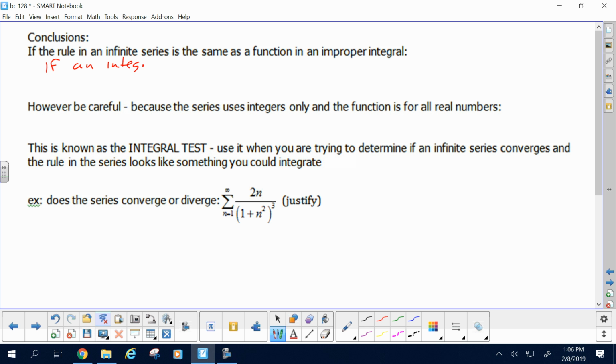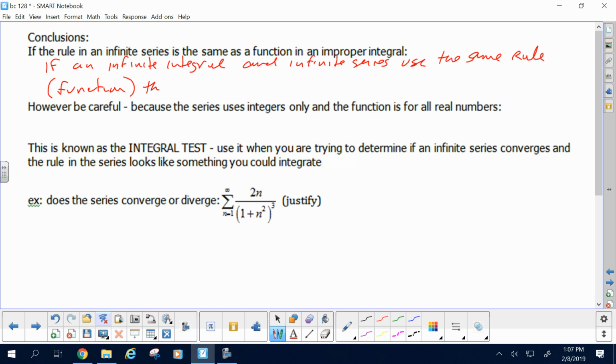If an integral, let's actually add one more: if an infinite integral and an infinite series use the same rule or function, then they must converge or diverge in the same way.